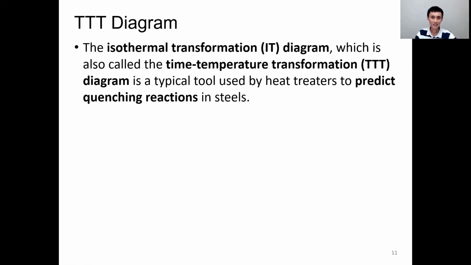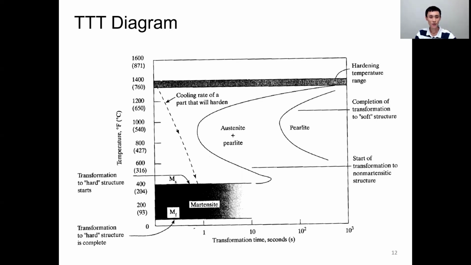So we just talked about non-equilibrium conditions. Then how fast do we have to cool the steel? Well, the TTT diagram tells us the time requirement. TTT diagram is short for time temperature transformation diagram, and it is also called the isothermal transformation diagram. So we use the TTT diagram to predict quenching reactions in steels. So this is the TTT diagram.